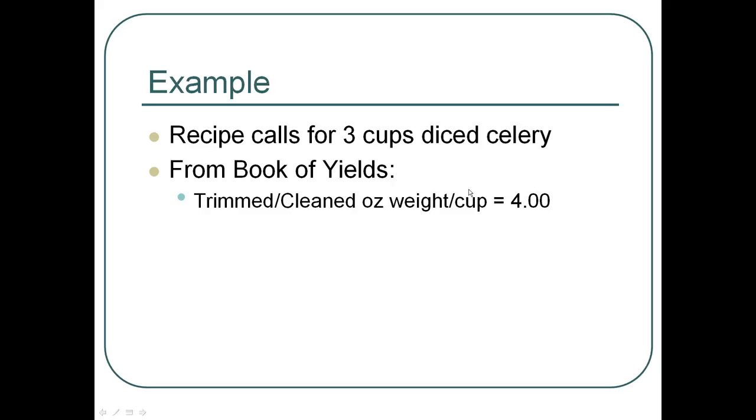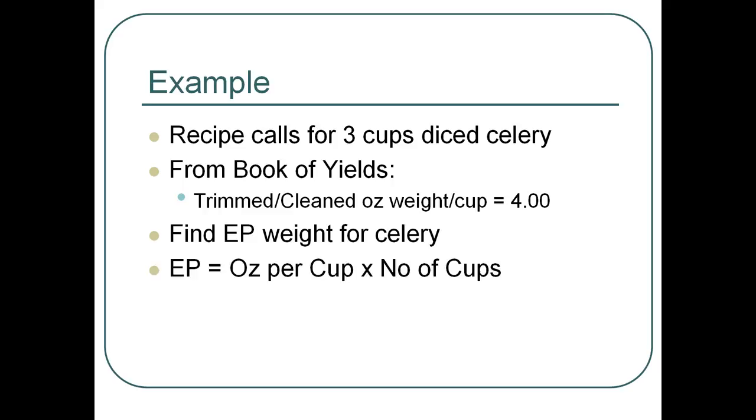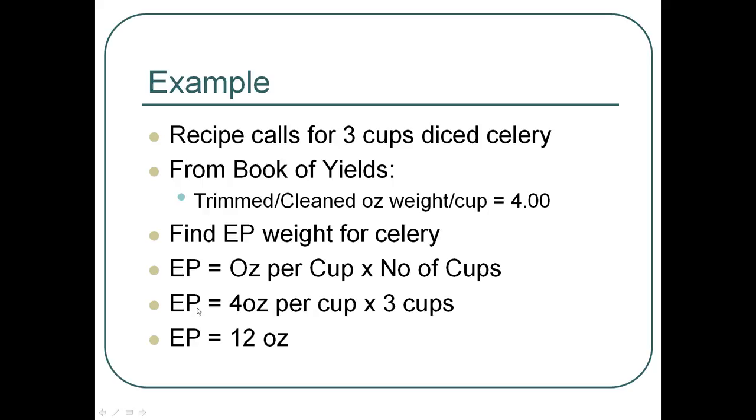So our celery weighs 4 ounces per cup, and we need 3 cups of it. You can probably do that math in your head, but we want to find the EP weight. EP is the ounces per cup times the number of cups, so it's 4 ounces per cup times 3 cups. I'll always give you the Book of Yields numbers. You'll look at your recipe, and you find out that you need 12 ounces. That's great if you're just converting your cups to the EP quantity.